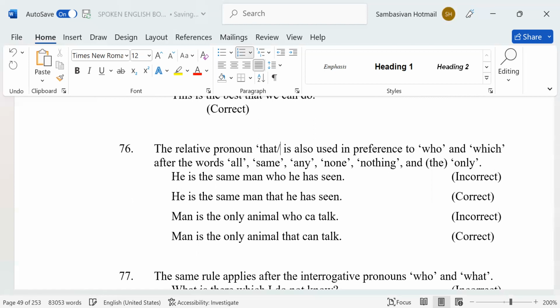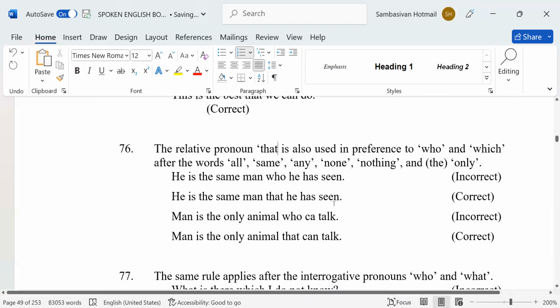The relative pronoun that is also used in preference to who and which after all the words all, same, any, none, nothing, and the only. He is the same man who he has seen. Incorrect. He is the same man that he has seen. Correct. Man is the only animal who can talk. Incorrect. Man is the only animal that can talk.